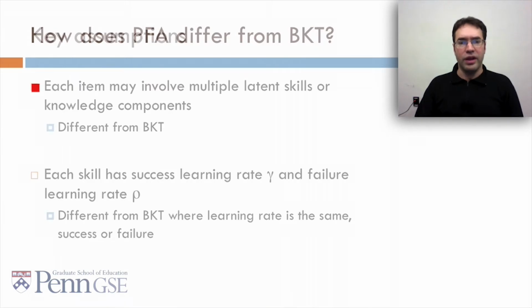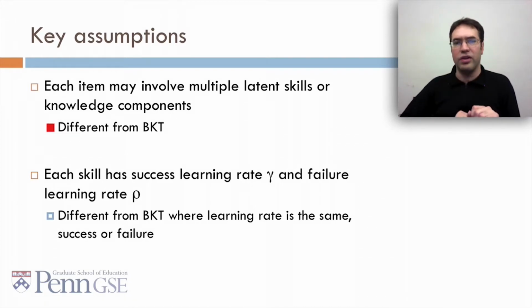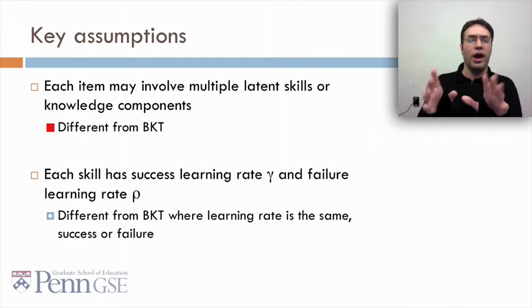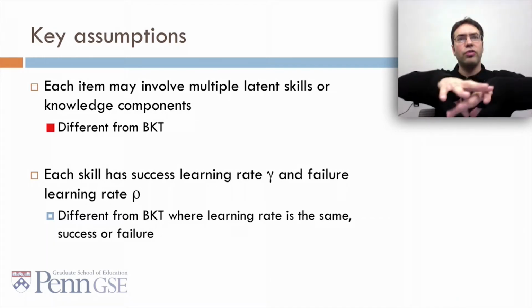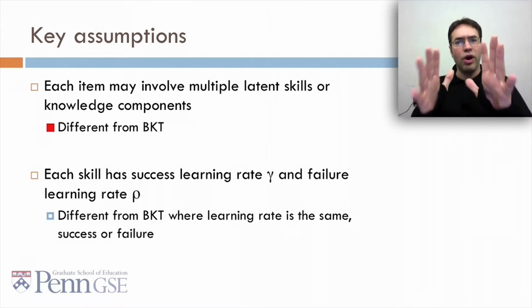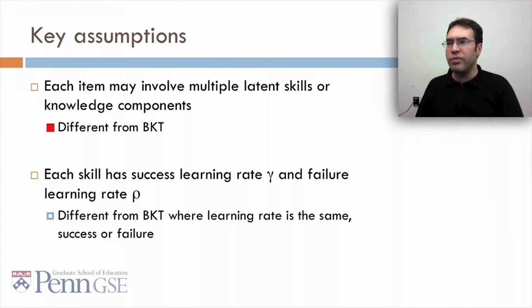How does PFA differ from BKT? Well, let's talk about its key assumptions. First of all, each item may involve multiple latent skills or knowledge components. This is a big difference from BKT. In BKT, the assumption is that there's only one skill per item, and that means that you can only really use BKT in situations where you've designed the curriculum so there's really only one relevant skill, one skill with a chance of being hard at any given time. PFA doesn't make this assumption, and so it can be used a little more widely.